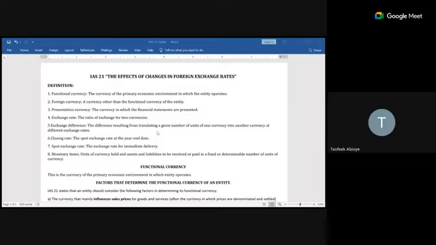An exchange difference will result in an exchange loss or an exchange gain. So when it is favorable, we call it exchange gain. And when it is unfavorable, we call it exchange loss.